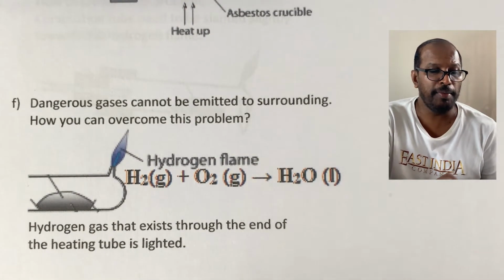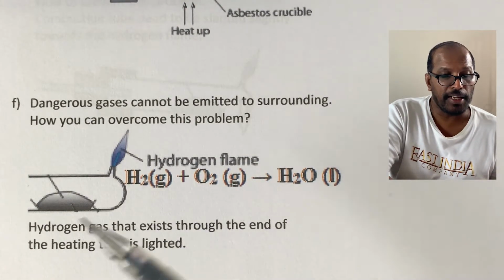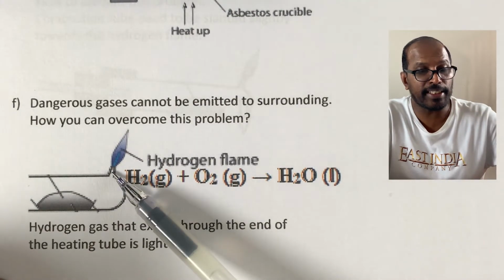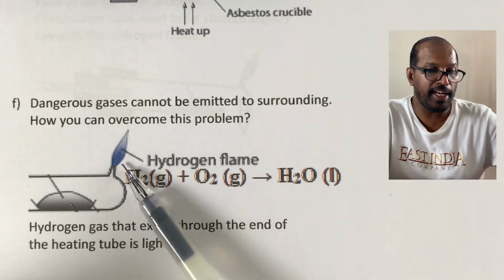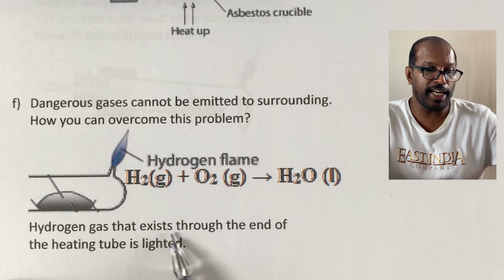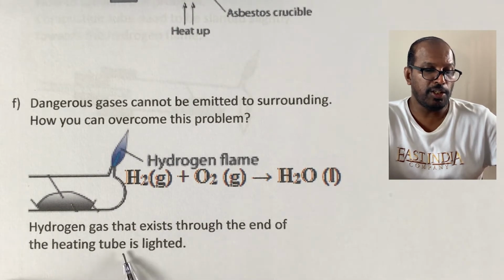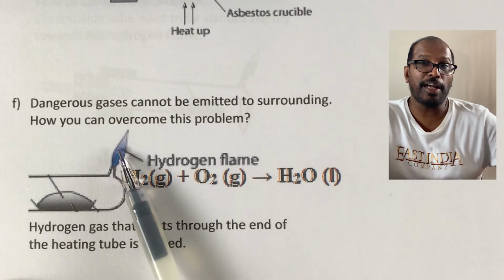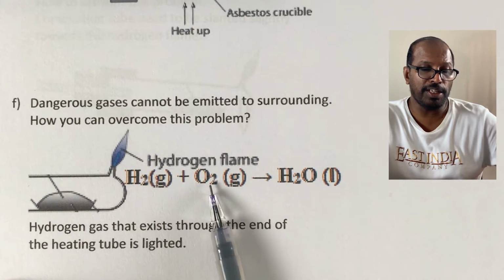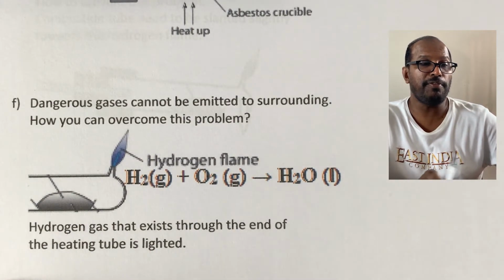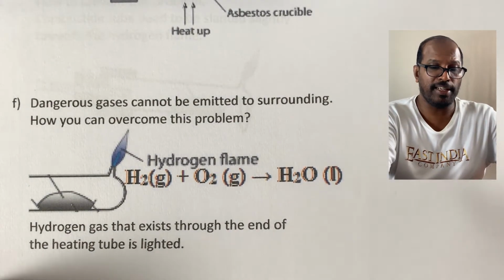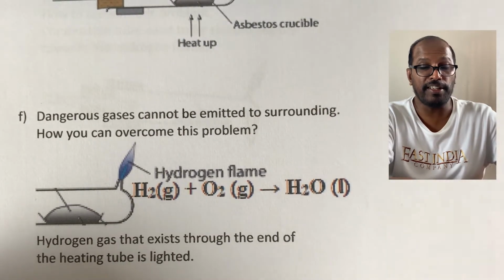So one way of eliminating this gas which has been emitted is by burning the excess hydrogen at the end of the tube. So hydrogen gas that exits through the end of the heating tube is lighted, so that this hydrogen will burn with the oxygen to form water, so that we have actually converted the gas to a safer gas, steam.